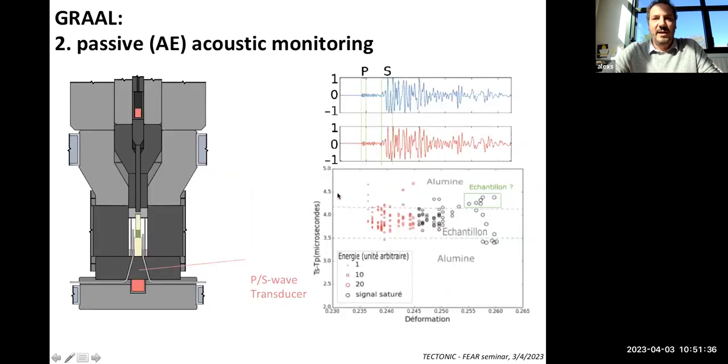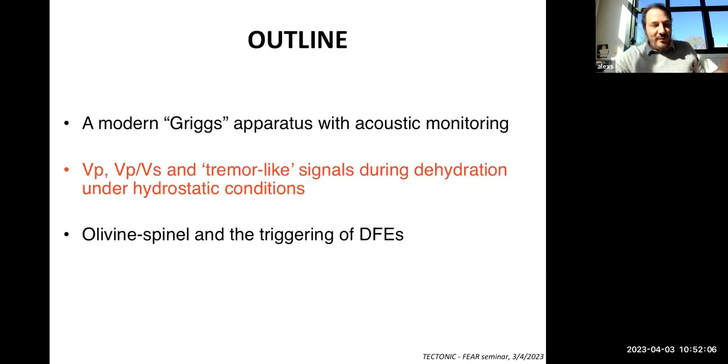In that case, we use a P and S wave transducer, which enables us, for a given acoustic emission, to pick the P and the S arrival, and the difference time between TP and TS gives us a proxy for a 1D location along the column. So here are the acoustic emissions that are expected to be in the sample, when they have a TP minus TS of around 3 to 4 microseconds approximately. Okay, so these are the two things we can do.